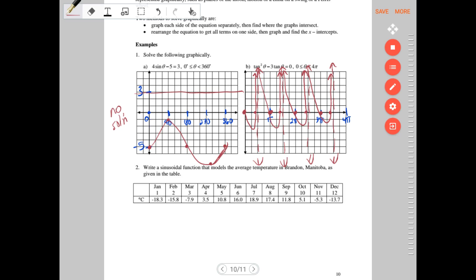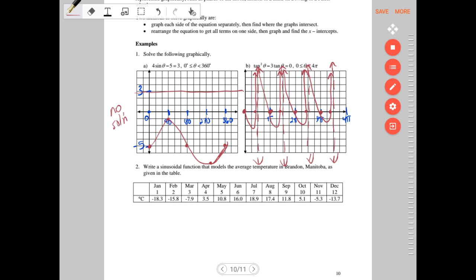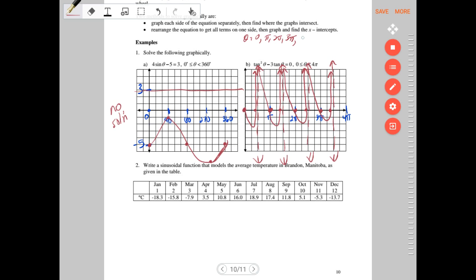Alright, good. So, if you'll notice then, we have 8 x-intercepts, and they are at, so theta equals 0, pi, 2 pi, 3 pi, and then you want to use your graphing calculator to find your zeros, which are also at 1.25, 4.39, 7.53, and 10.7. Approximate values, not exact.